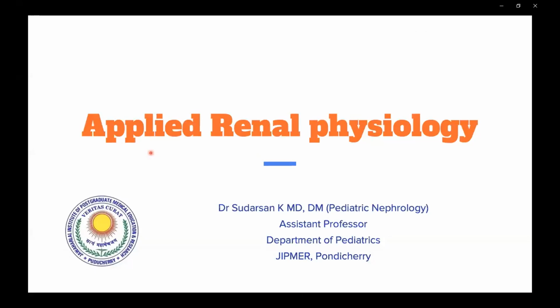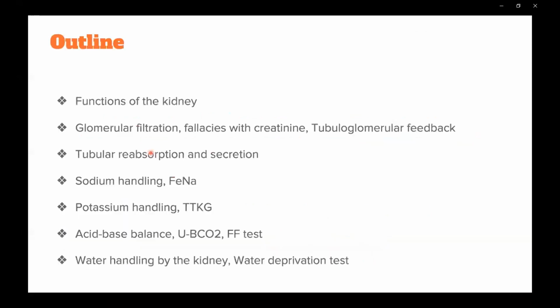Today's talk, we are going to discuss applied renal physiology, the science version. Assistant Professor in the Department of Pediatrics, Chennai. This is going to be the outline of the talk, and over the next 15 to 20 minutes, we'll look at various applied aspects of physiology that are produced handled.